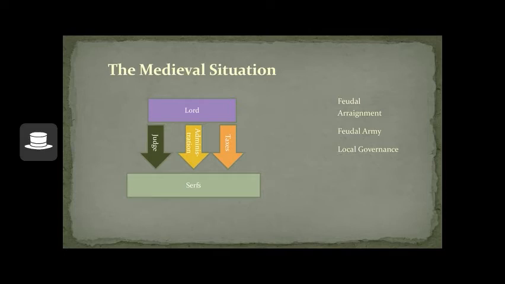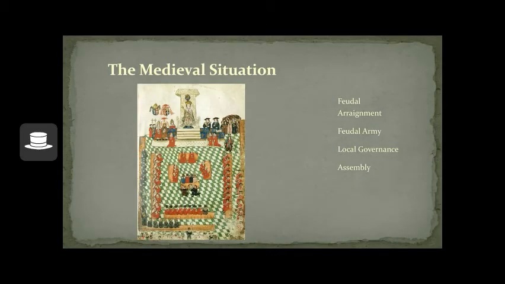Now, almost everything is local. Almost everything is in the hands of the lords, but there is a little bit of a central government in feudalism. And essentially that occurs because kings will sometimes have important decisions to make. And when they do, they will call an assembly of all their nobles and other important people in the realm. And kings will call them for very specific reasons.